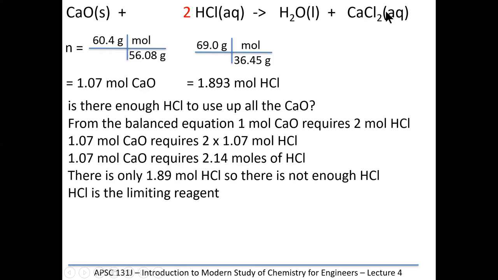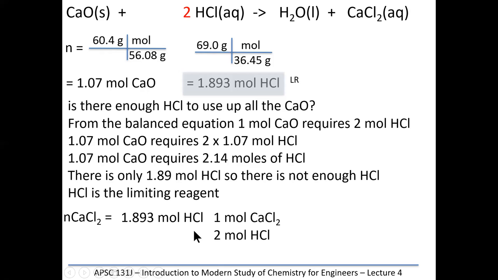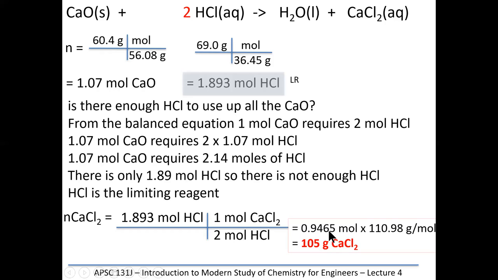So now we say the number of moles of calcium chloride is going to be a ratio 1-to-2 because the hydrochloric acid is the limiting reagent. So we take the number of moles of HCl and we divide it by 2. We get 0.9465 moles of calcium chloride. And then my final step to convert it into mass, we multiply by the molar mass of calcium chloride. And we get an answer, 105 grams of calcium chloride. Now the quantities given in the question, the masses, were 3 significant digits. Again, my answer has 3 significant digits.